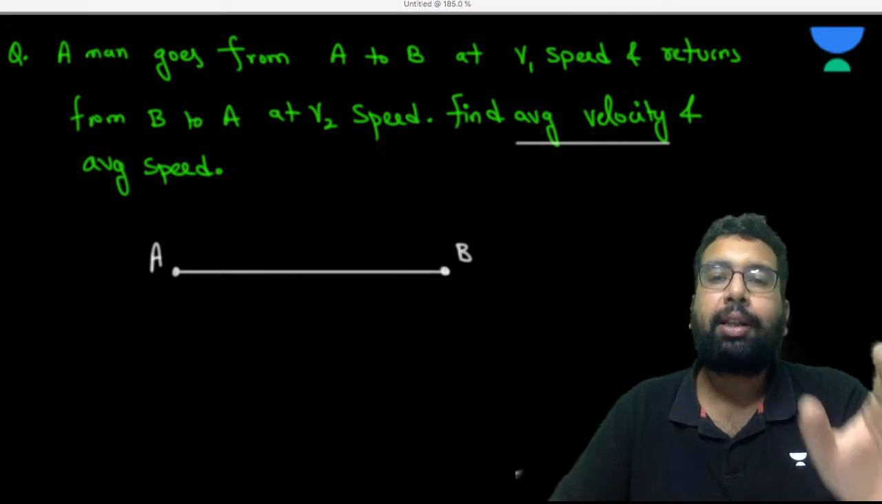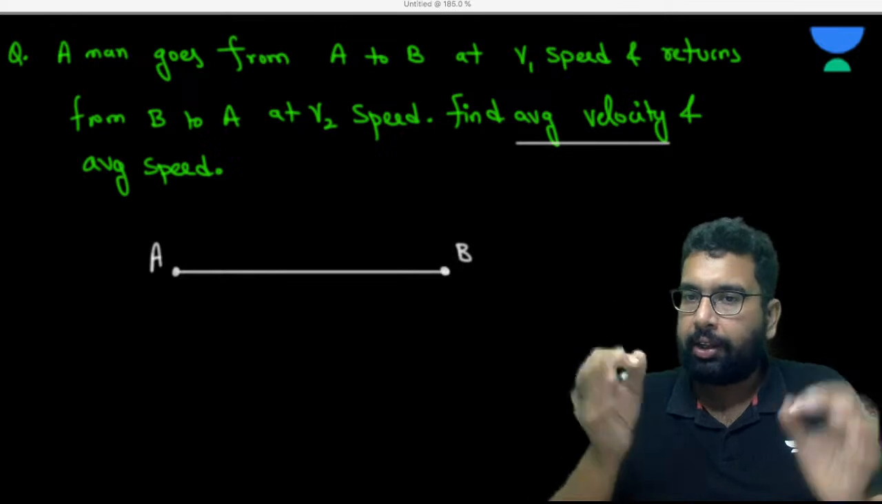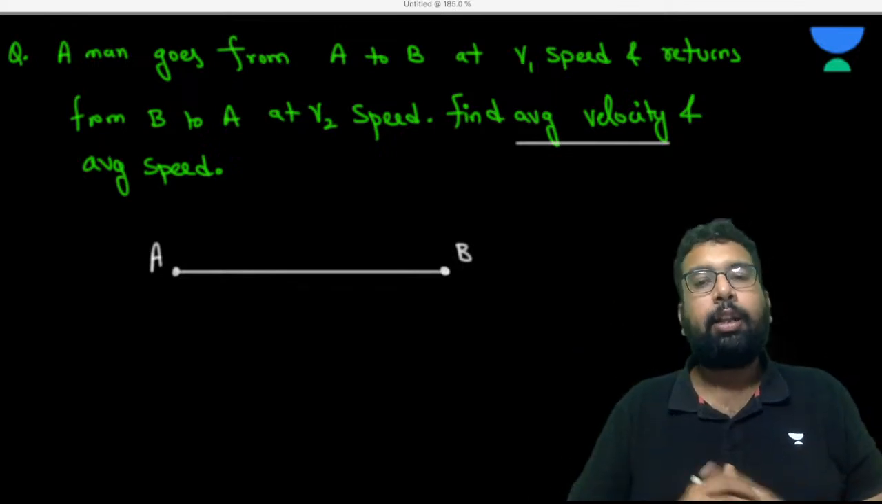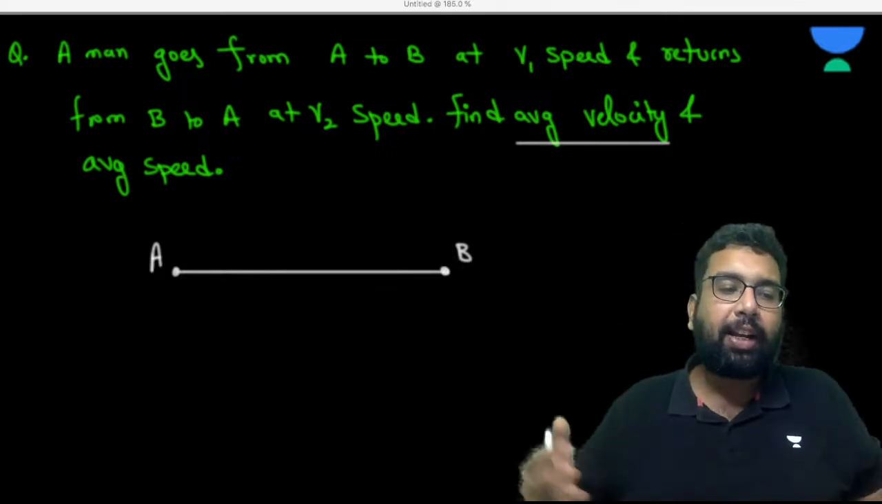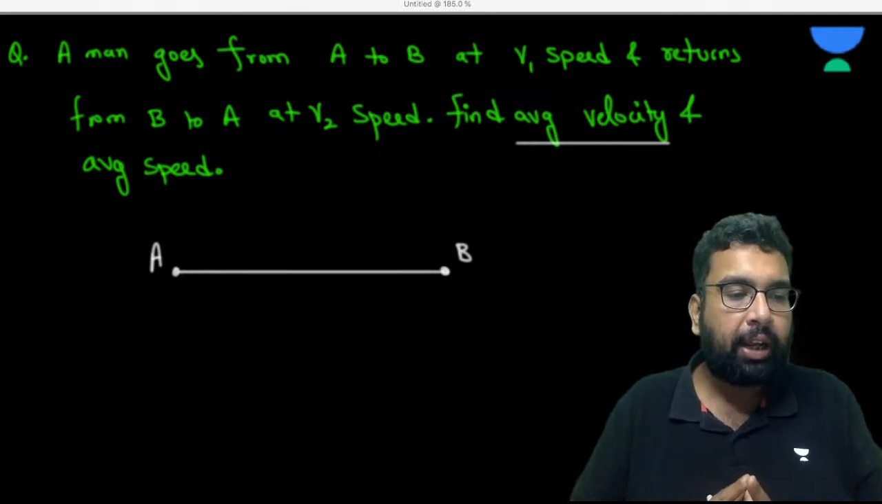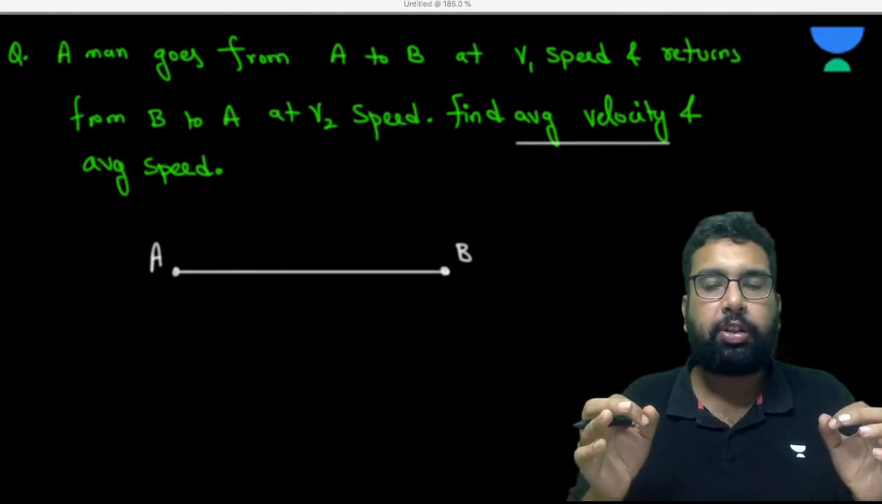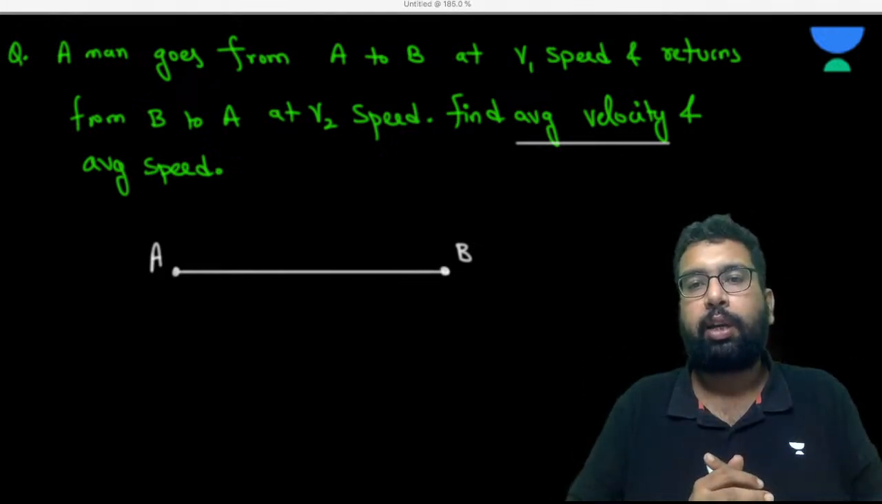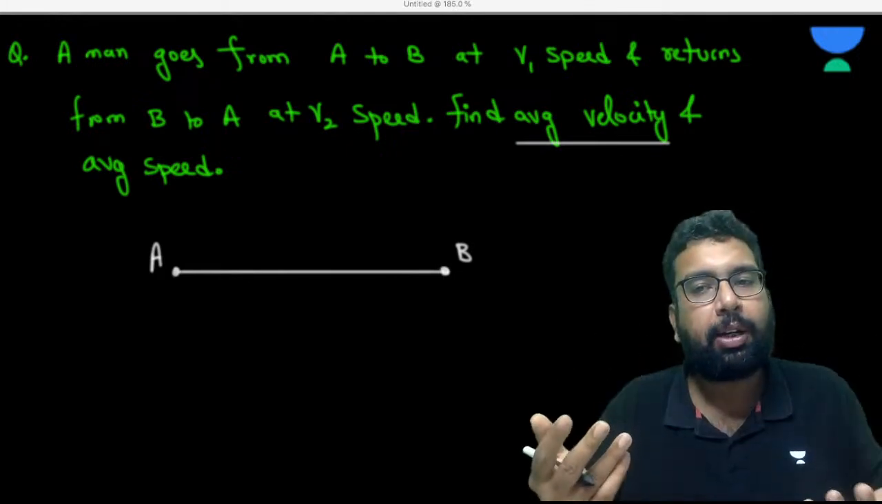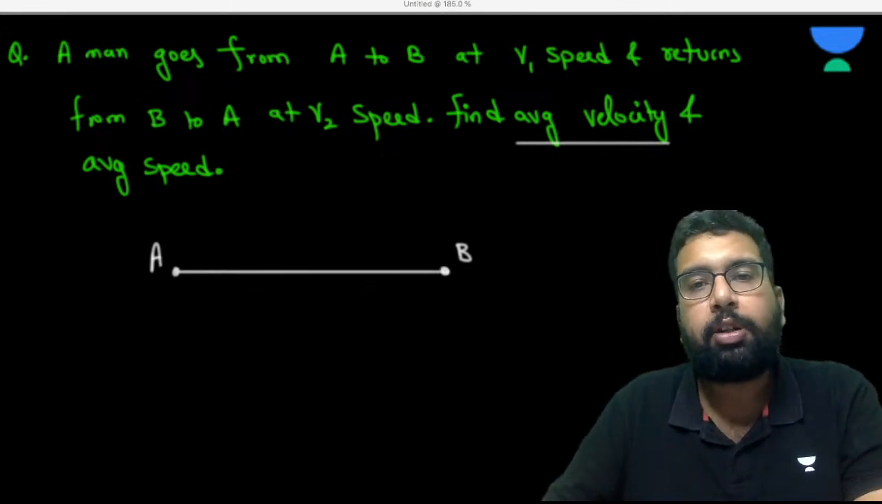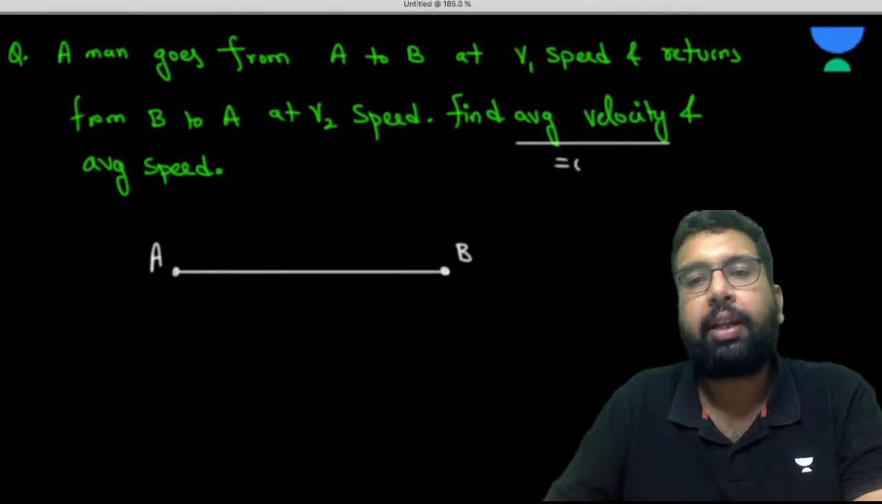Displacement is the shortest distance between the initial and the final position. Initial position is A and final position is also A. That means the displacement is 0. When displacement is 0, the average velocity is 0.